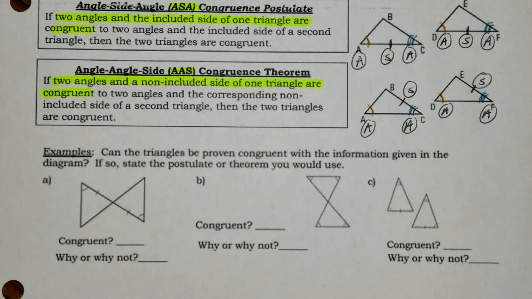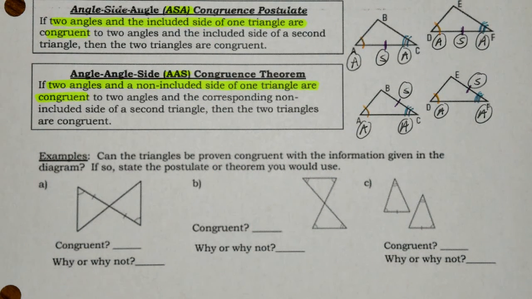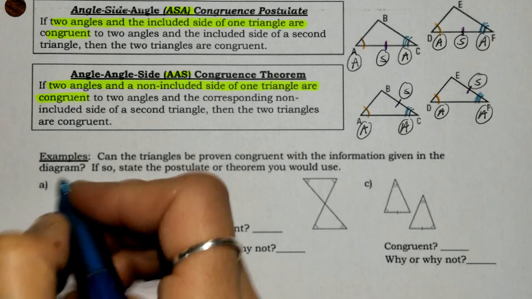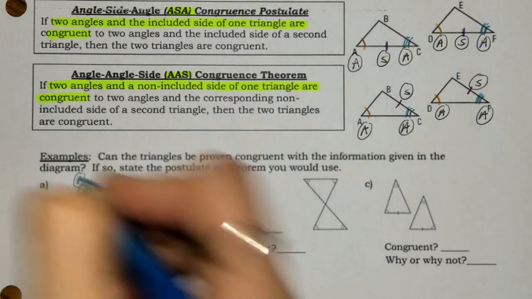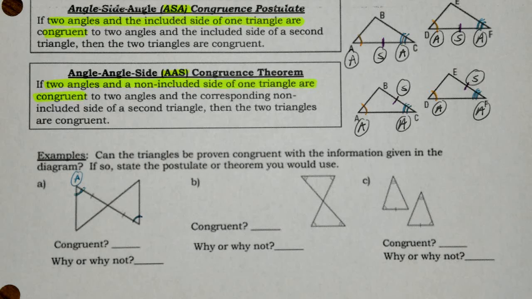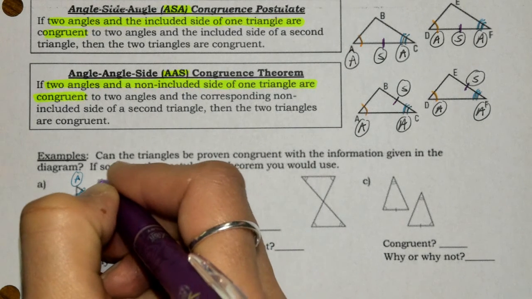So let's take a look at these examples here. We want to know, can the triangles be proven congruent with the information given? And if so, we want to know which postulate or theorem. So we're just saying, is it side, side, side, side, angle, side, angle, side, angle, or angle, angle, side? Those are really the four we've talked about so far. So we look at the first one here. I see that I've got some angles congruent right here. Okay, so I've got an angle. And then I'm noticing here that I do have sides congruent. So I have a side.